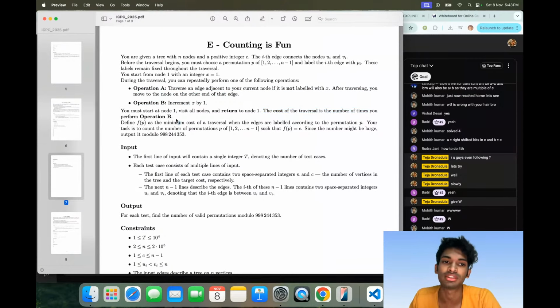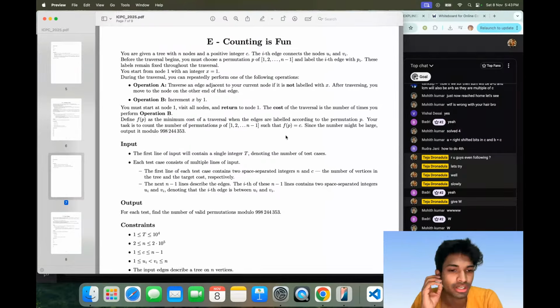Define f of p as the minimum cost of a traversal when the edges are labeled according to permutation p. This also can be worked upon. Your task is to count the number of permutations such that f of p equals c. Since the answer might be large, output it modulo something.